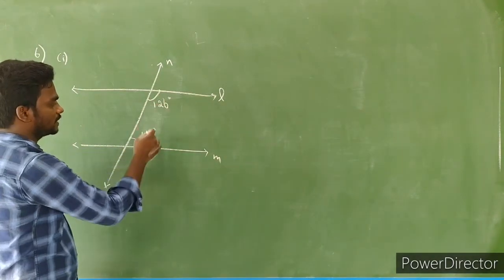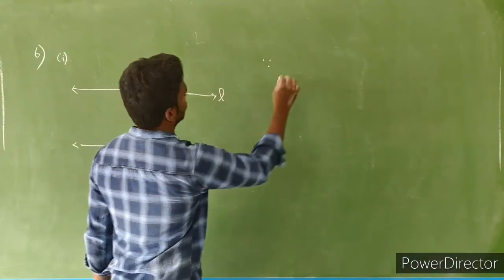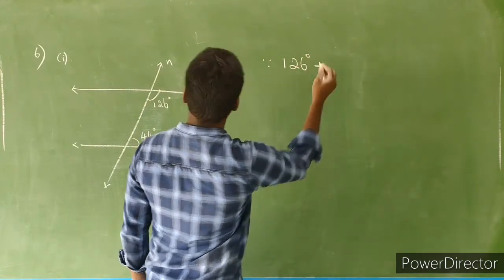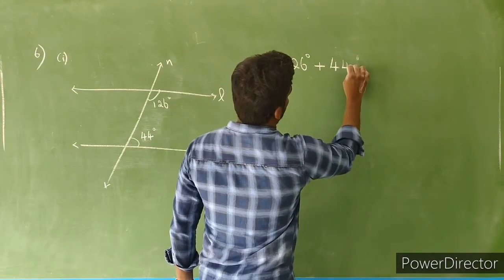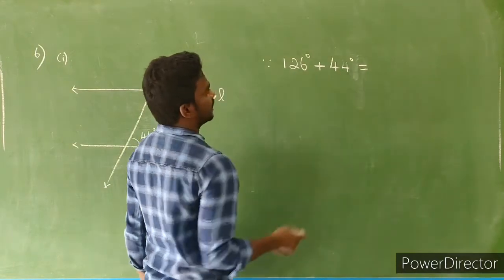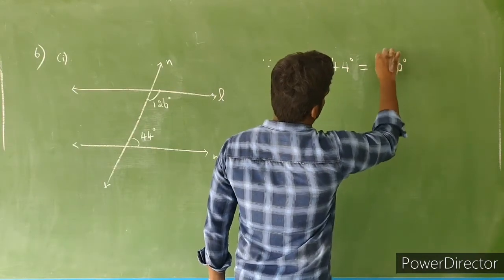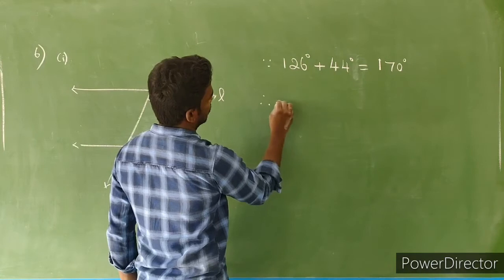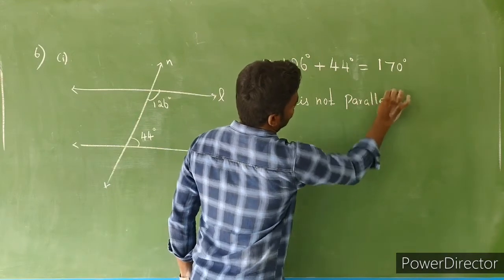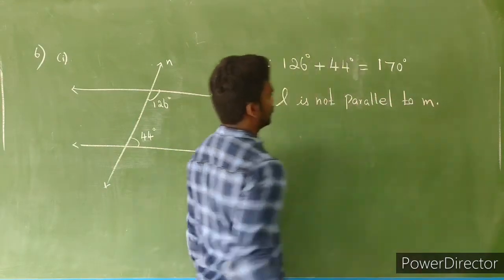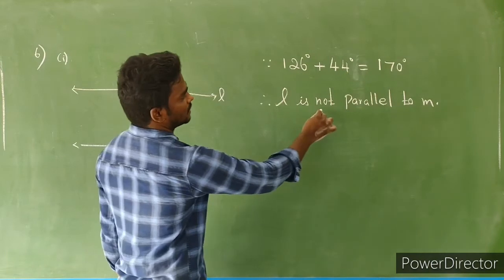Here 126 degrees and 44 degrees are interior angles on the same side of the transversal. Since 126 degrees plus 44 degrees, what is the value here? 126 plus 44: 120 plus 40 is 160, then 6 plus 4 is 10, so 170 degrees. So this is 170 degrees. Therefore, L is not parallel to M. We know if two lines are parallel, the sum of the two angles is 180 degrees. So here L is not parallel to M.